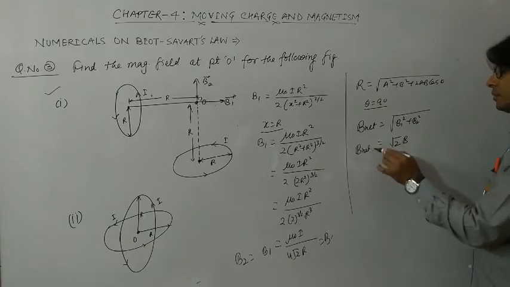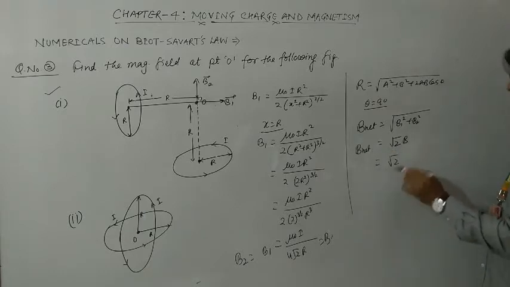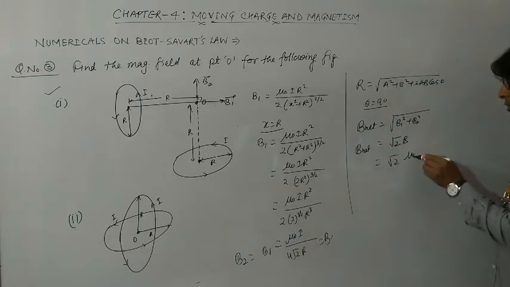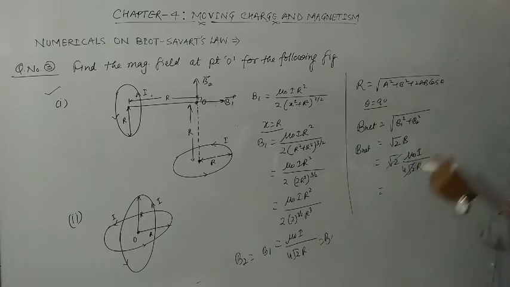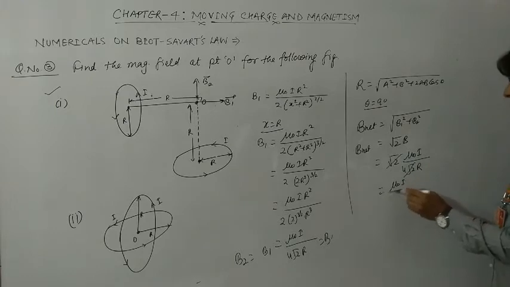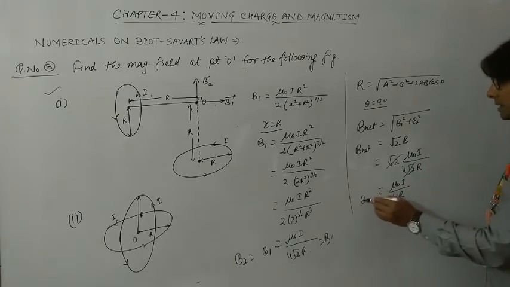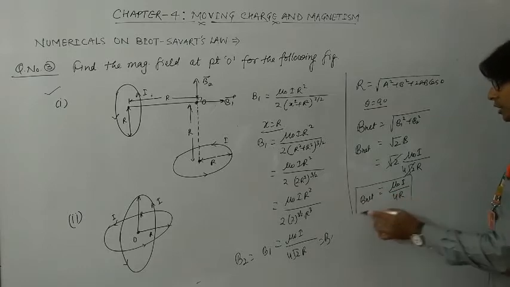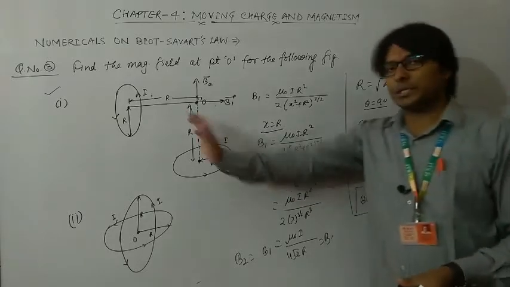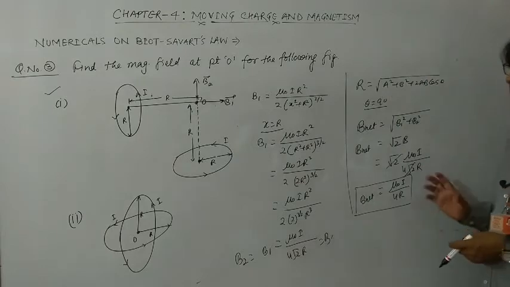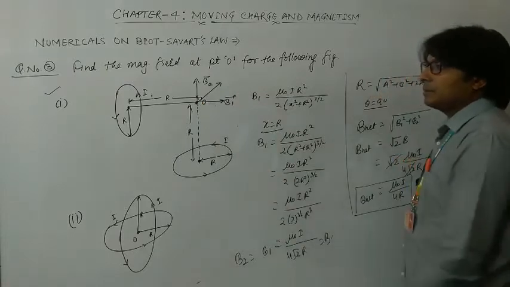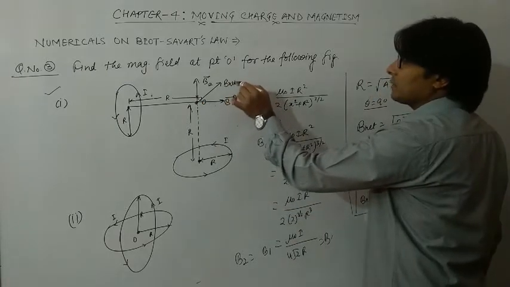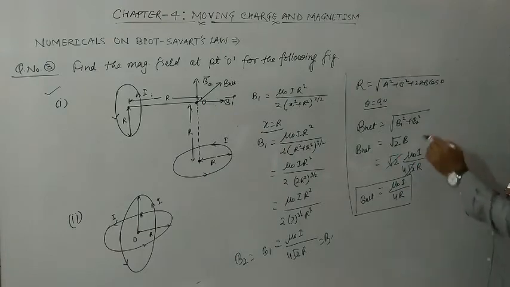So this will be the value of magnetic field, root 2 times B, and B is itself mu 0 I upon 4 root 2 r. Root 2 will cancel out by this root 2 and it comes out to be mu 0 I upon 4 r. This is the net magnetic field at point O due to this configuration. So this is how we will solve, and the direction will be just in between B1 vector and B2 vector. In this direction the net magnetic field will be there, although you can find the angle.